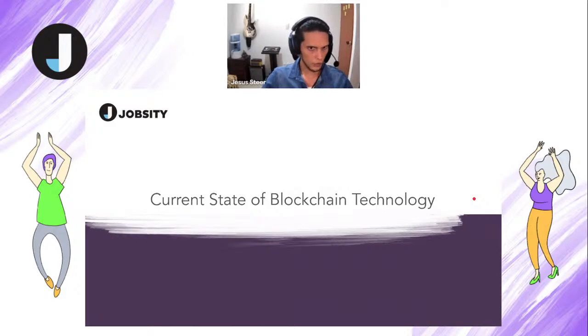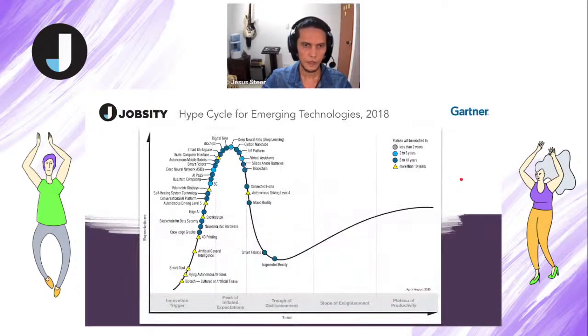So let's talk now about the current state of blockchain technology. This graphic shows the hype cycle of emerging technologies in 2018. In this axis you have the expectation, and in the x-axis you have the time. There are five phases that a project will experience in its cycle.